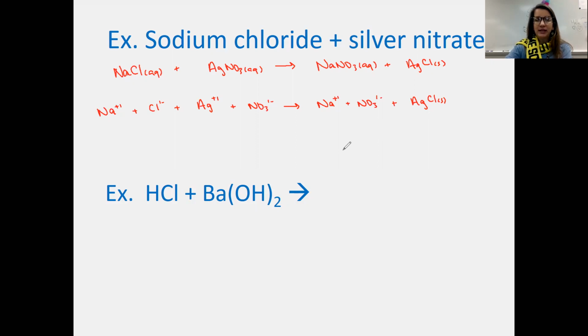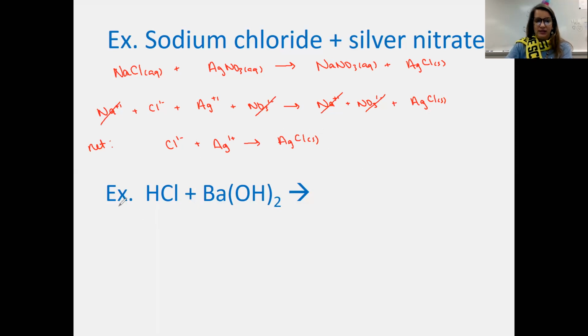Now to get from your complete ionic into your net ionic, you cross out anything that appears on both sides. So our sodium ions appear on both sides of the equation, and our nitrate ions appear on both sides of the equation. So that means the net ionic is whatever is left over after the spectators have been gotten rid of. So we have the chloride still, we've got the silver still, and we have the silver chloride over here. Okay, and if everything is done correctly, this should still be balanced after you've done your initial reaction up there, okay?